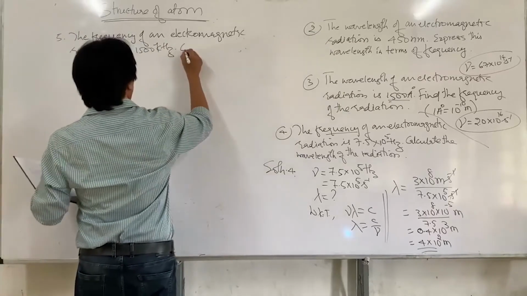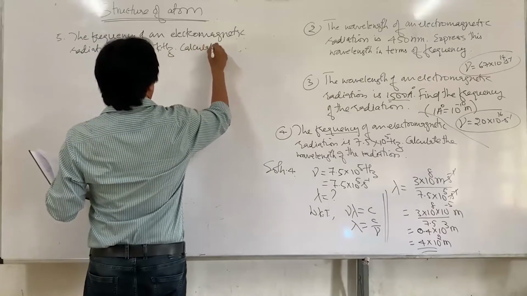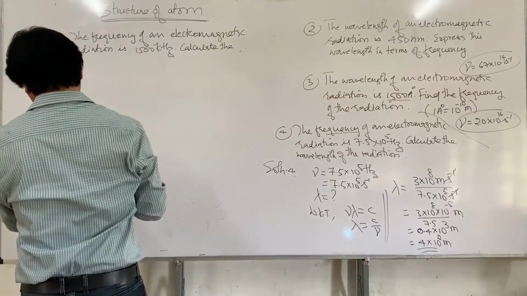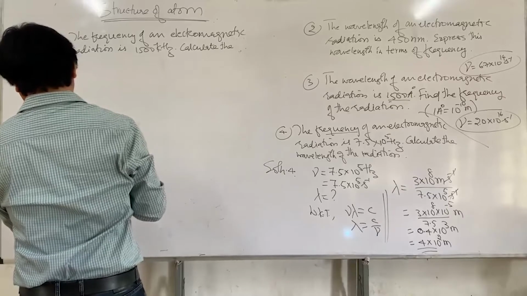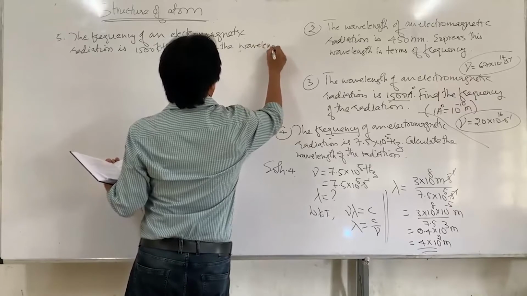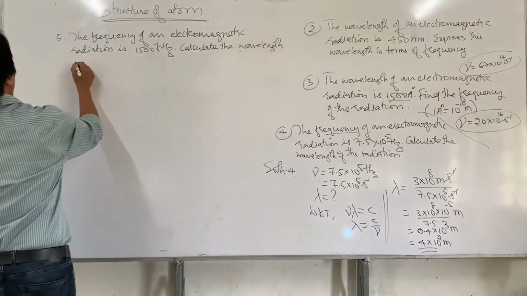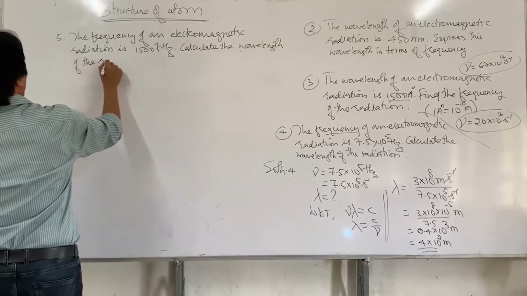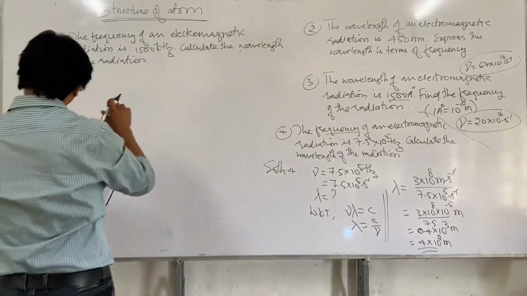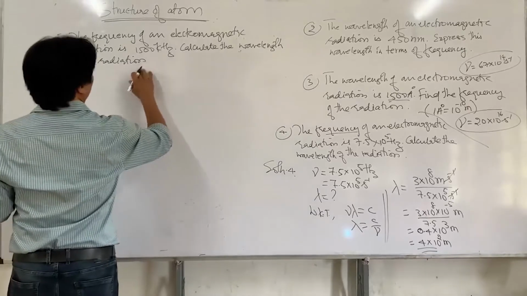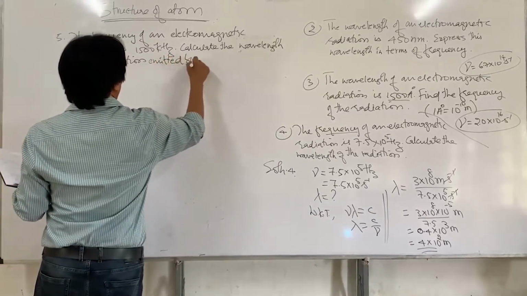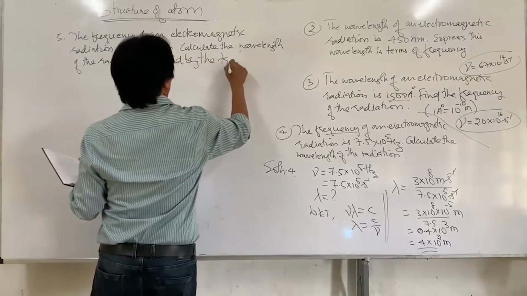Calculate the wavelength of the radiation emitted by the transmitter. It's the same thing, emitted by the transmitter.